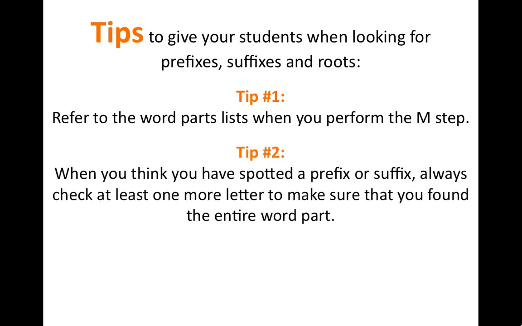Next, tip number 2. Tell students this. When you think you have spotted a prefix or suffix, always check at least one more letter to make sure that you found the entire word part. For example, the word democracy looks like it has the prefix DE, pronounced D. But if you go over one more letter, you will see that the actual prefix in this word is DEM, pronounced dem, which means people. If we hadn't tried to include at least one more letter in our search for a prefix, we would never know that the word democracy has something to do with people.